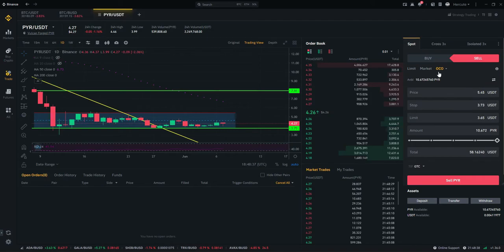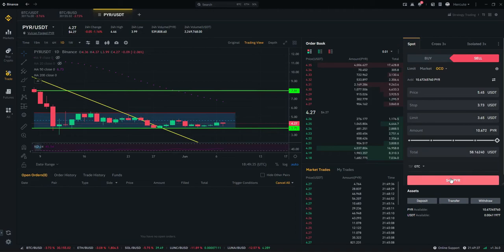Now, one cancels the other. What does that mean? This means if the price continues to go up and gets to 5.45, this order will be filled. And we will no longer be having PYR that we can use to stop the losses, meaning the stop loss order will be cancelled. Alternatively, if the price comes down and gets to 3.73, an order to sell our 10 PYR at 3.65 is going to be placed. And if the market continues to come down and gets to 3.65, this order will be executed and our order will be filled, and that means our take profit order will be cancelled. That is why one cancels the other.